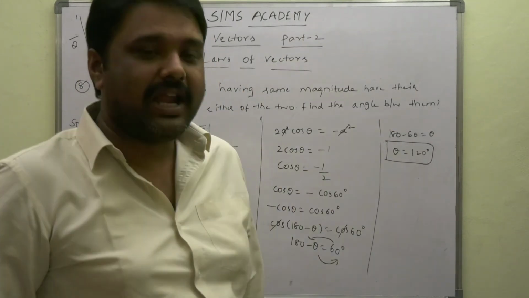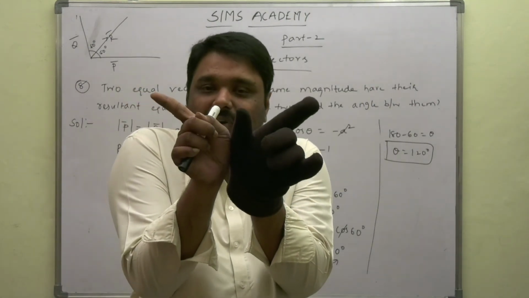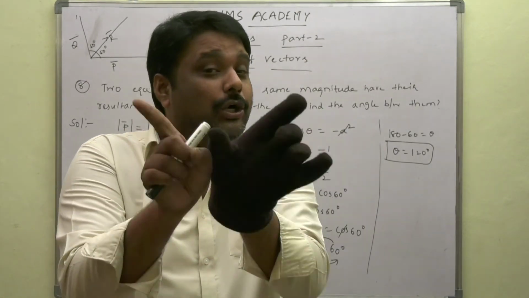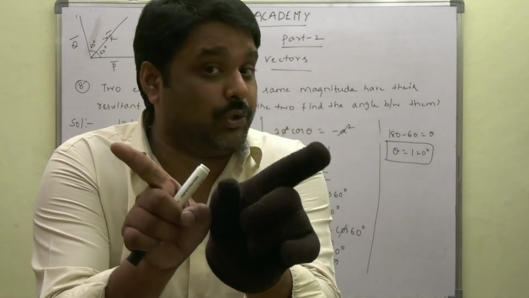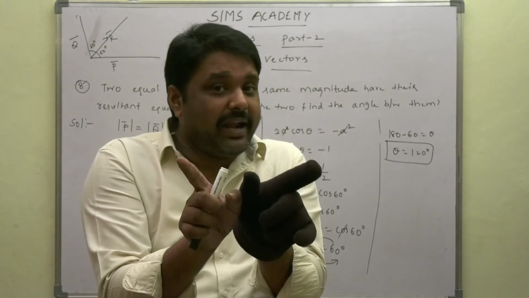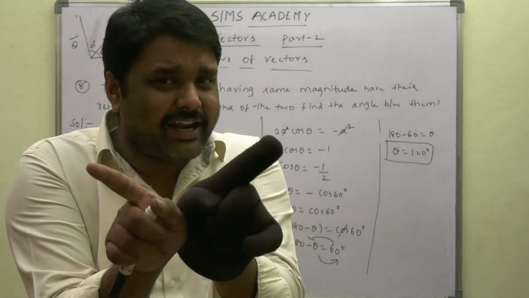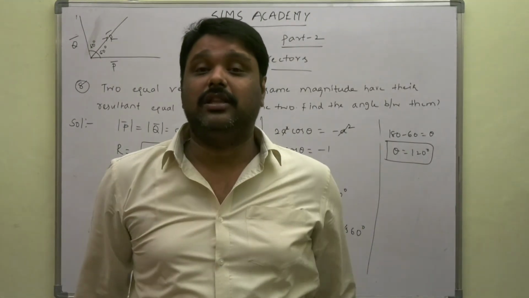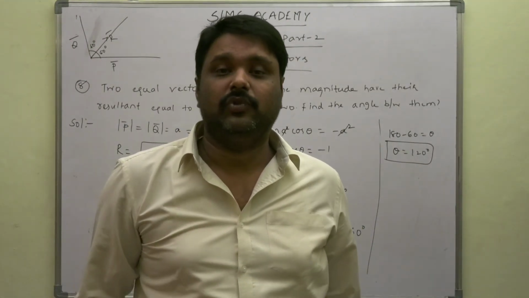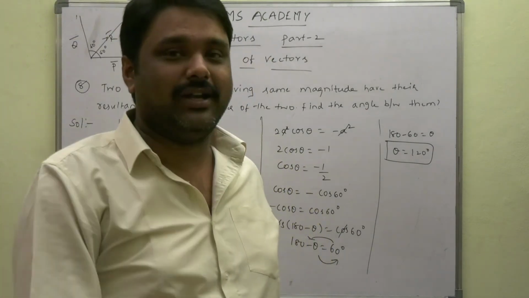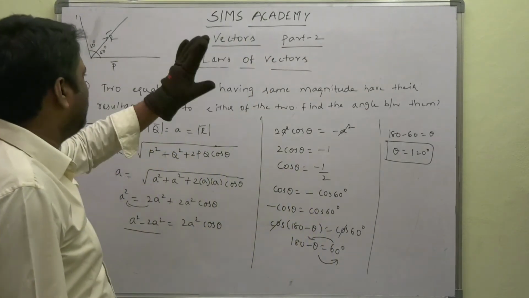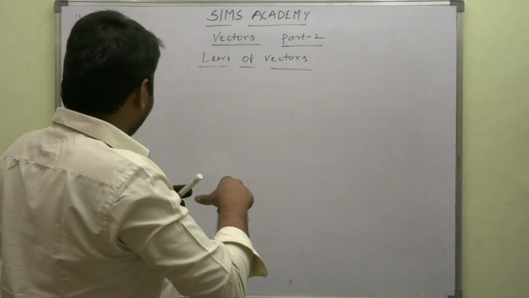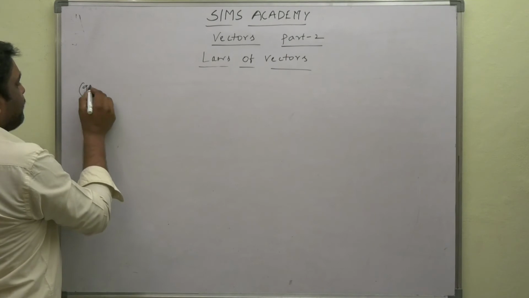Here we came to understand, whenever two vectors of equal magnitude are separated by an angle of 120 degrees, the resultant is also the same. What is same? The magnitude of resultant is same as either of the two vectors. Here we move on to the next problem.